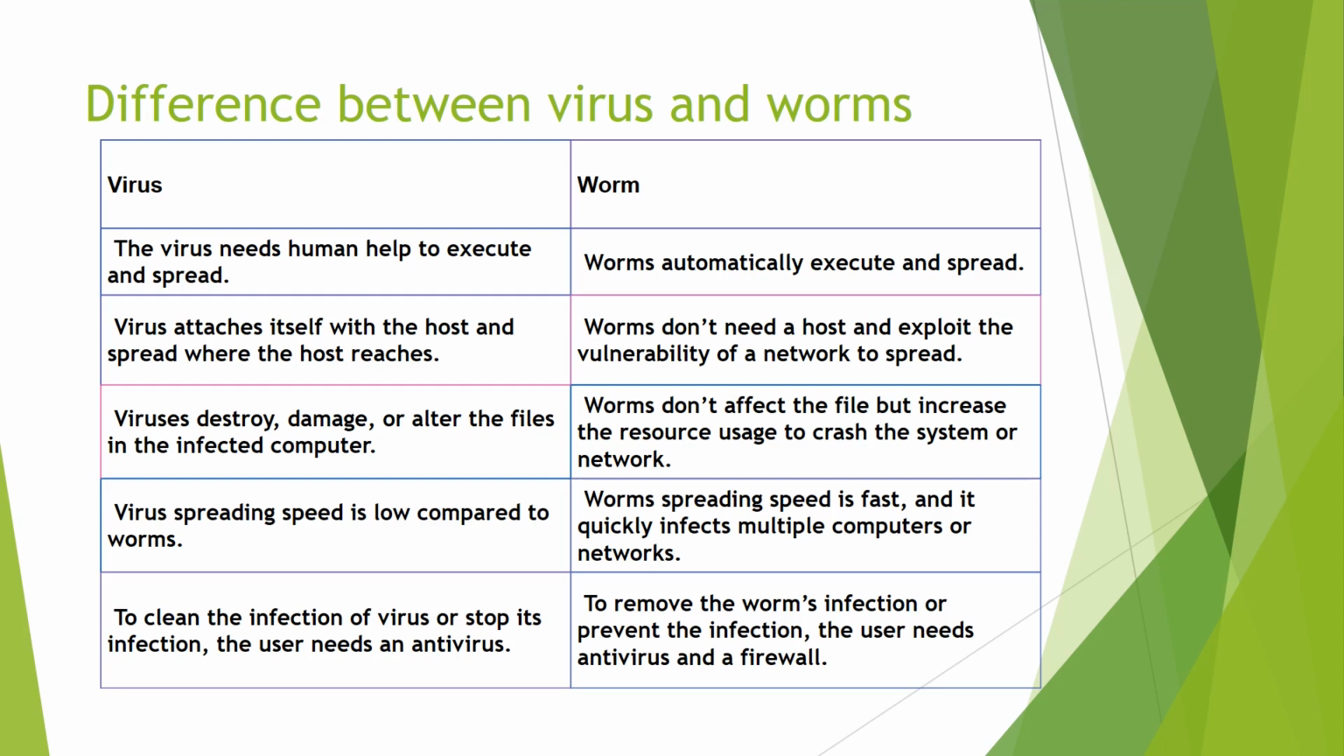Dear students, a virus always needs human help to spread, and worms do not need anyone; they can spread automatically. A virus always attaches itself to a host file, and wherever this file goes, it goes with that file. A worm does not need any host. A virus can destroy and damage all the data and files in the infected computer, whereas a worm will not destroy the data, but it will increase resource usage and can cause the system network to crash.